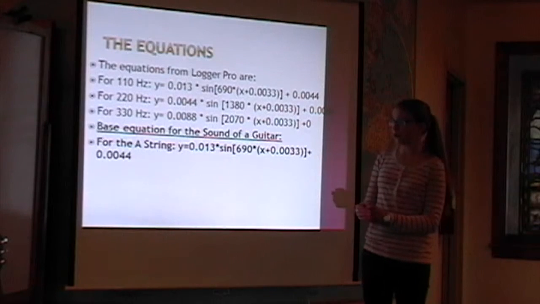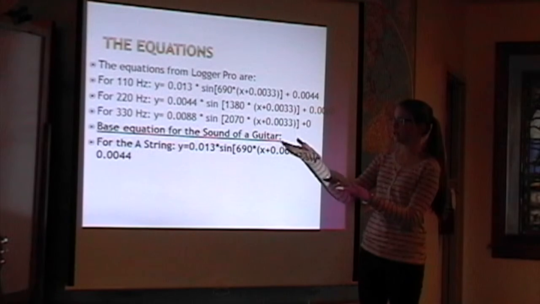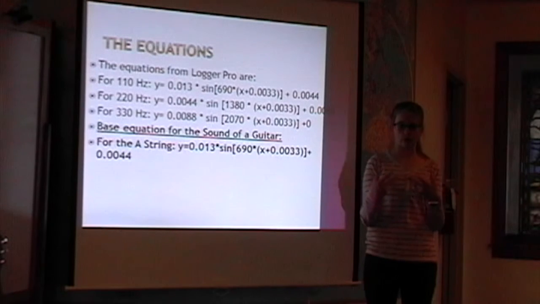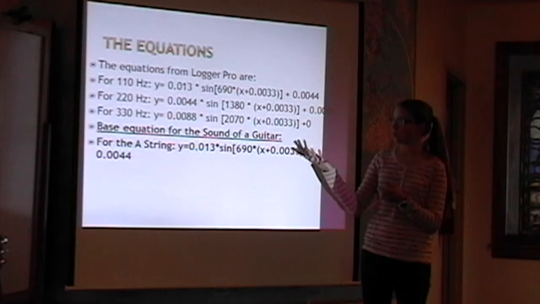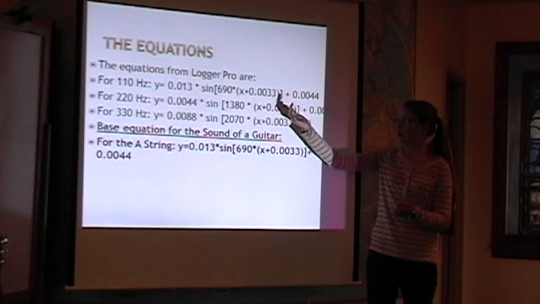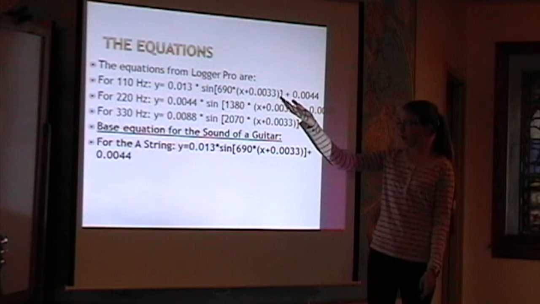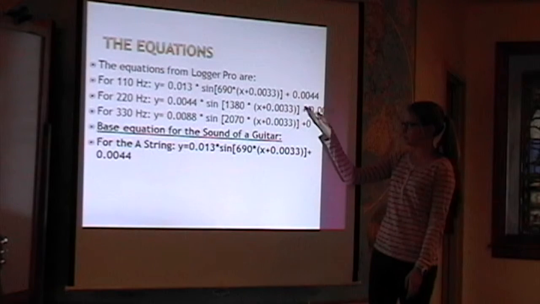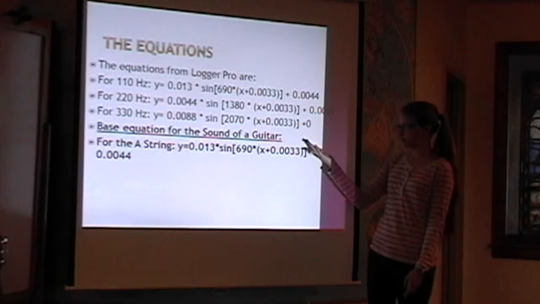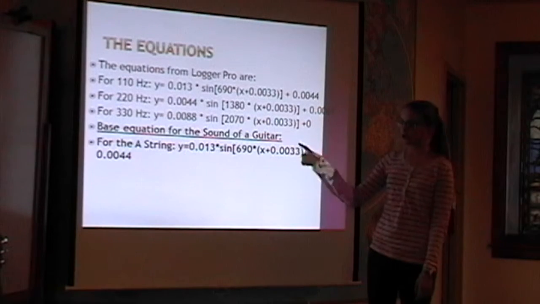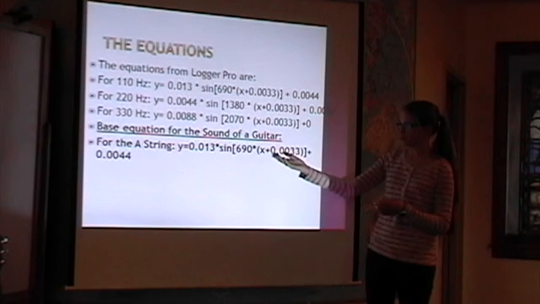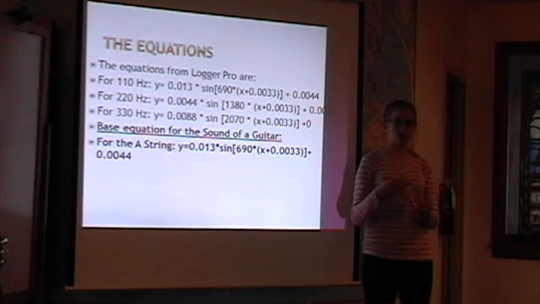The final equations from Logger Pro: the main fundamental one, which will be used for most A chords because it's for the 110, the direct frequency, is 0.013 times sine of 690 times x plus 0.0033, plus 0.0044. Then these are the different equations for the different amplitudes of vibrations. You can get different ones for each of the A chords, but this is the most relevant because it's based off the single frequency.